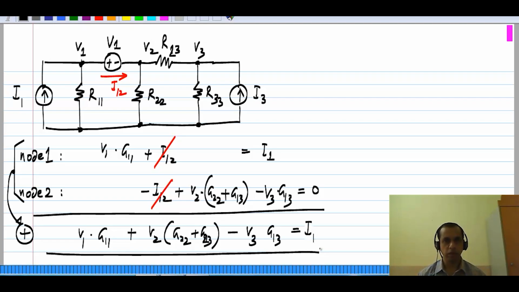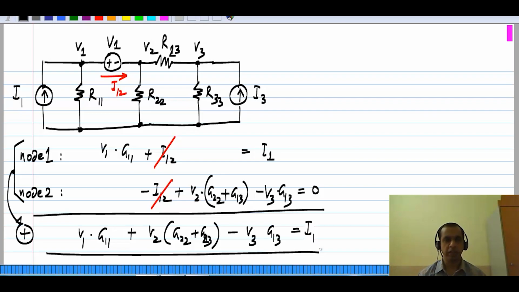Because the unknown current in the voltage source is going from node 1 to node 2, it appears with a plus sign in the equation for node 1, minus sign in the equation for node 2, and gets cancelled out when I add the two equations. Okay. So that's fine. So we have got rid of the unwanted variable. But now the problem is that we have lost one of the equations.